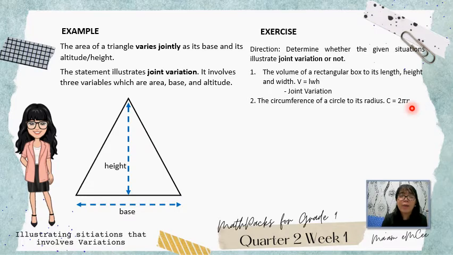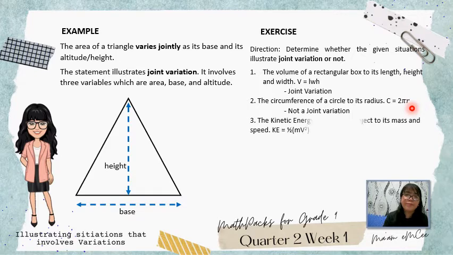So, but pi is not a variable, so we cannot count pi. So that means to say this formula is not an illustration of joint variation, but rather a direct variation. So for this number 2, this is not a joint variation.